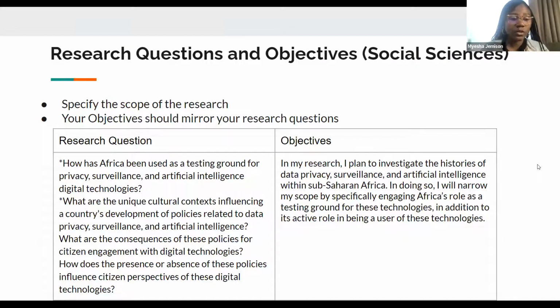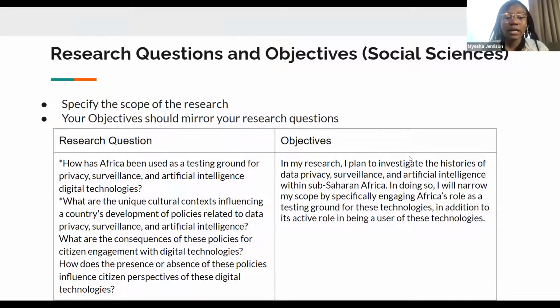Moving on to the next question, what are the unique cultural contexts influencing a country's development of policies related to data privacy, surveillance, and artificial intelligence? So this lets them know that, okay, you're going to be considering whatever country you choose as a testing ground, but what sort of other context are you going to be considering? What sort of other questions or what type of lens are you taking when you're looking at this country as a testing ground?